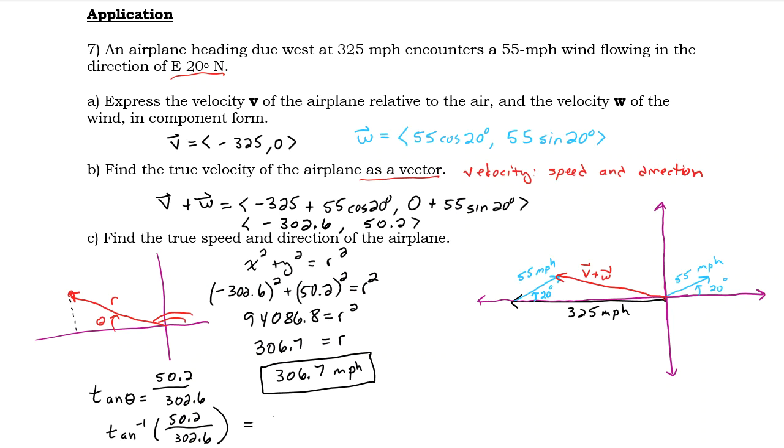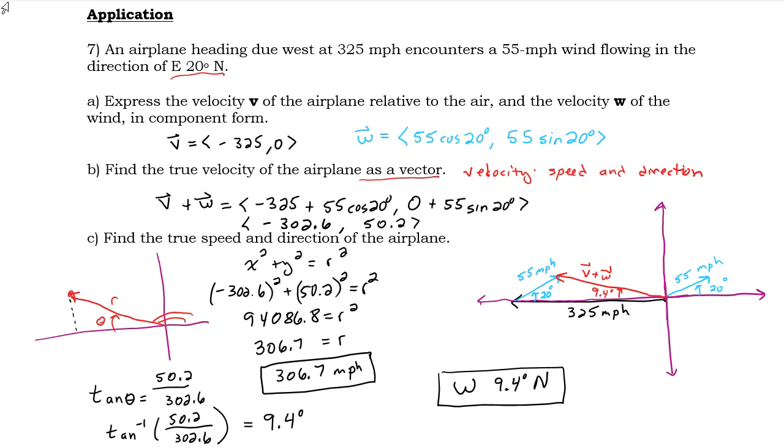We can look at our picture and think about it. It's blowing it off course, about 9.4 degrees. That seems reasonable. So how am I literally going to describe this? Well, the plane is basically heading west, but it's being blown off course 9.4 degrees north. Head west, but a little bit north of that, 9.4 degrees north. So this is the true speed and direction of the plane.